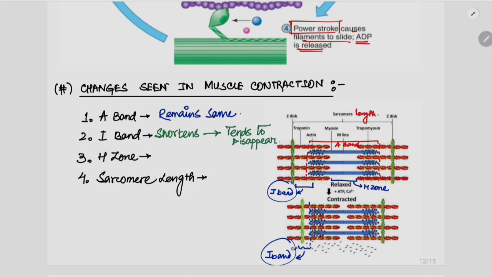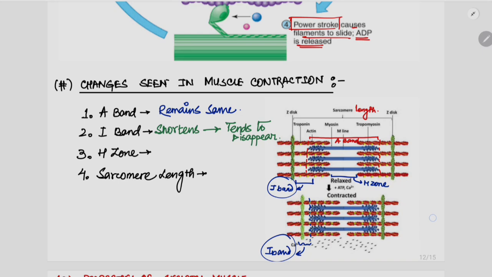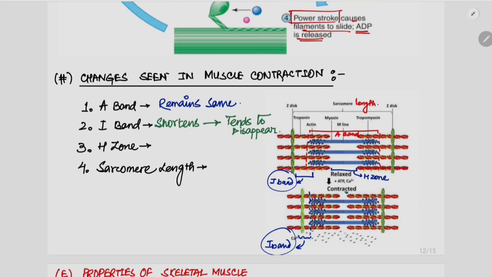Right. Then the H zone. Which one is the H zone? In between the two ends of the thin filament, it is the H zone. After muscle contraction, the two thin filaments approach each other, and the H zone also shortens. This is the H zone after muscle contraction, so it shortens and tends to disappear.